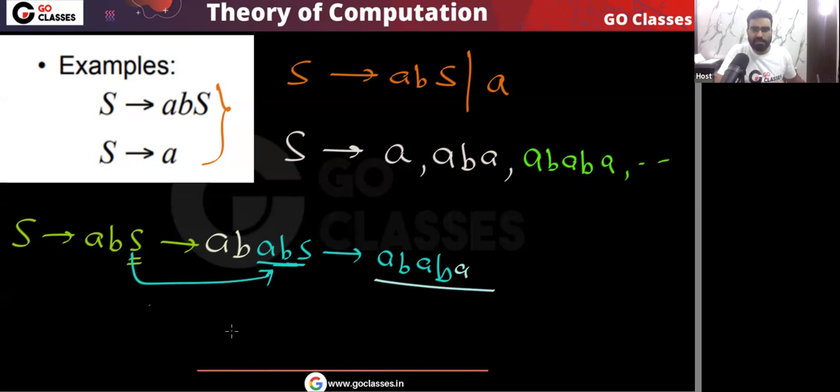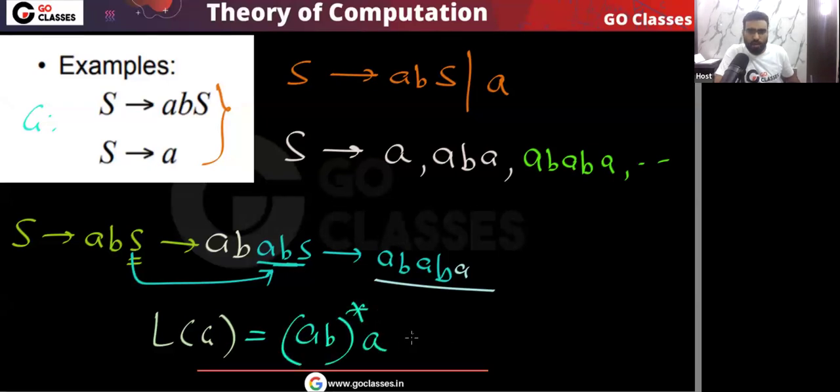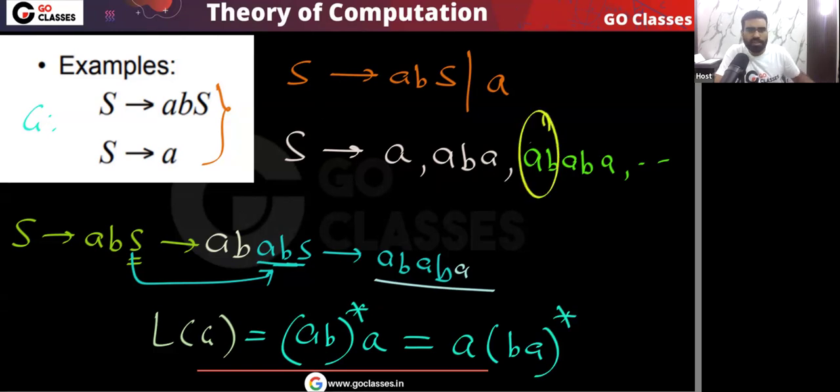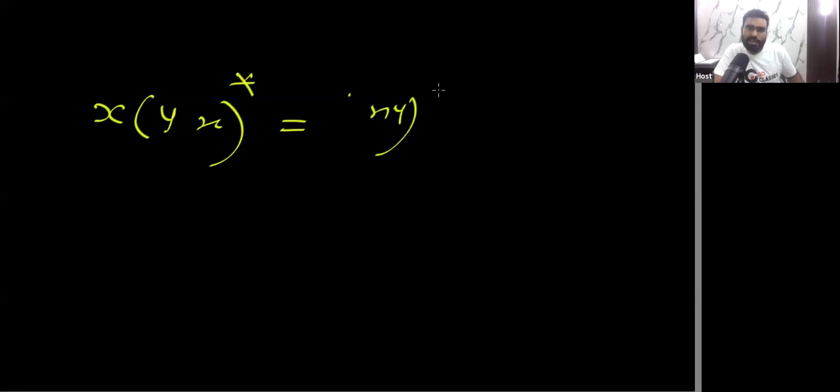So finally, what is the language here? Tell me, the language generated by this grammar. Let's call it grammar G. The language generated by this grammar will be (AB)* A, or you can say A(BA)*. Both are the same, both are equal. Because we have already seen this: (XY)* X is the same as X(YX)*.